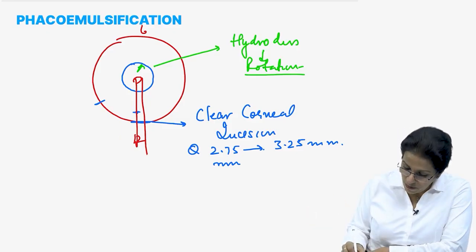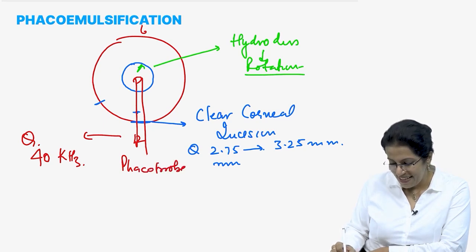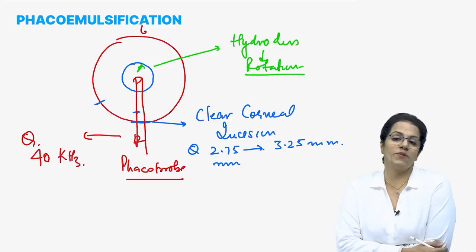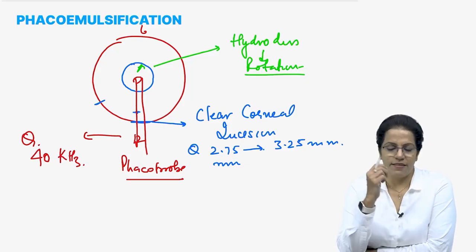So, this phaco probe, the next question is, what is the frequency of the phaco probe? We answer 40 kilohertz. Let's think together, all of you. We are saying we are doing the surgery in such a small incision of 2.75 to 3.2. Is it really possible? We have read, think with me, let's think loudly.